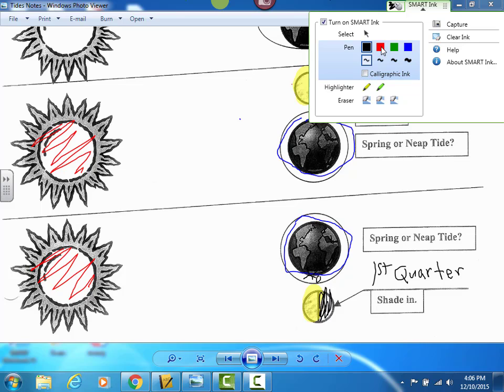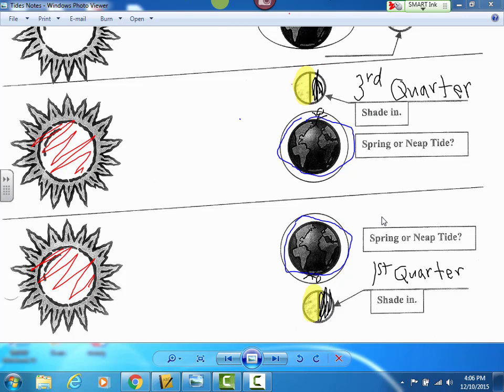Last thing, we have to decide if these are spring tides or neap tides. We should know that spring tides have high highs and low lows. Neap tides are more even all the way around. This would then be a neap tide because the tide is more even all the way around the Earth. Same thing for this picture. The tide is more even, so this is a neap tide.